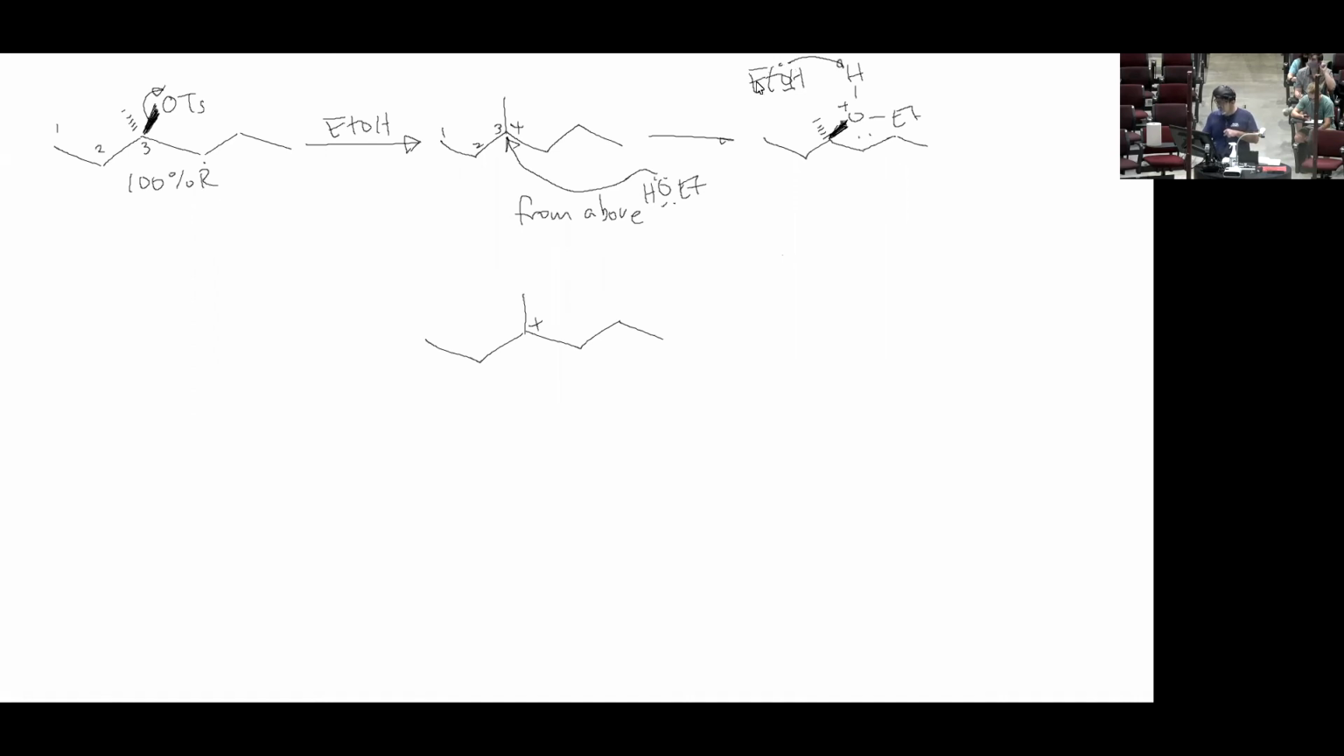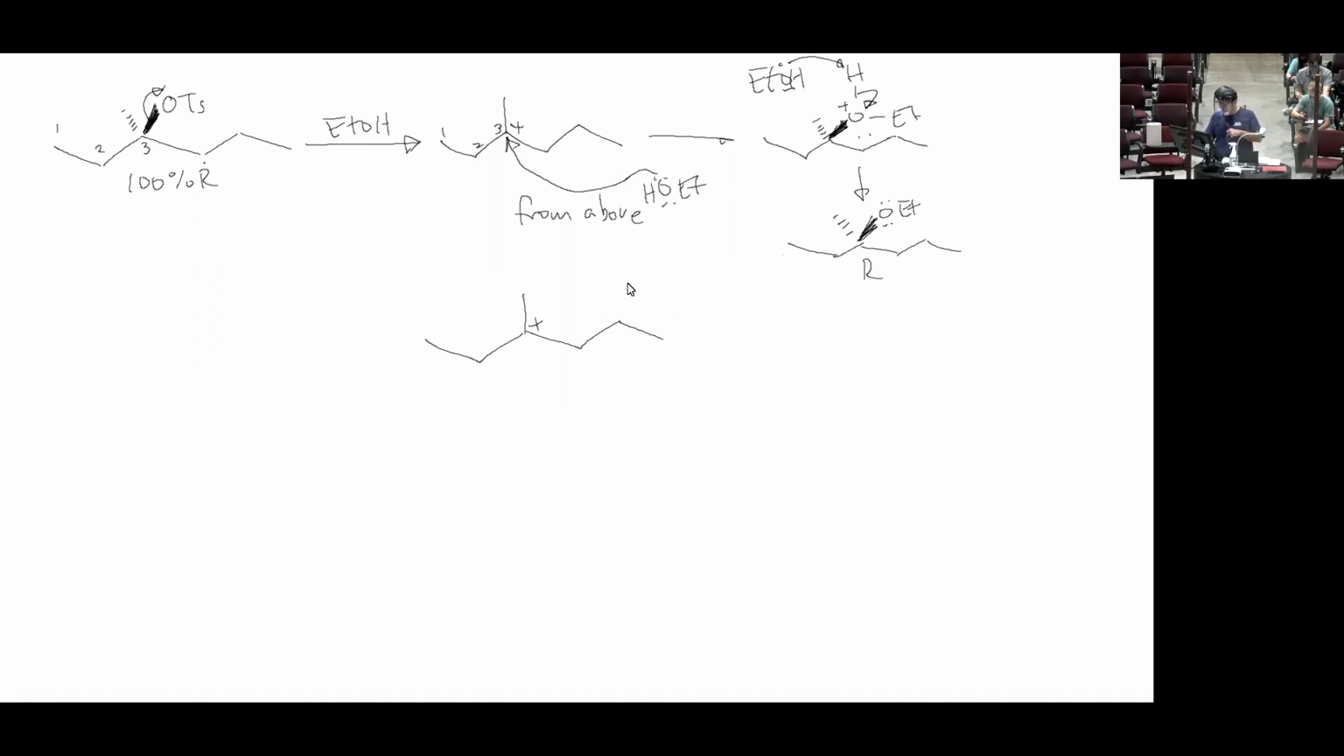And this also means you don't just automatically put H2O here, right? You've got to use what it is that you're given. And in this case, our solvent and our nucleophile are both ethanol. And so we'll pull that proton off, and that will lead to this alcohol, which, unless I've lost it entirely, is still in the R configuration. But that's not the only possibility.